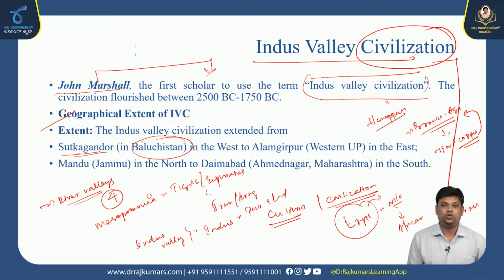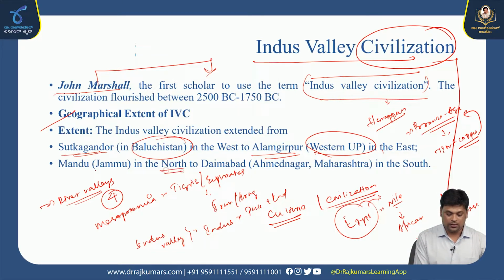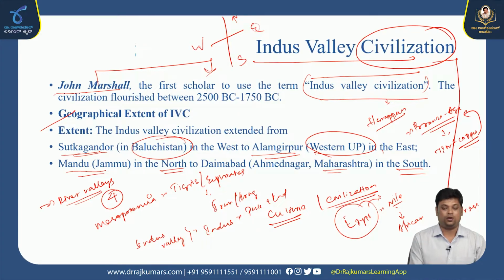So the geographical extent of Indus Valley civilization in the four directions: in the west, the place called Sutkagan Dor, Balochistan, right now in Pakistan. In the east, Alamgirpur in western UP, and in the north, Manda is the place in Jammu and Kashmir. In the south, Daimabad, that is in Maharashtra. This is the extent of Indus Valley civilization in the north, south, east and west corners.